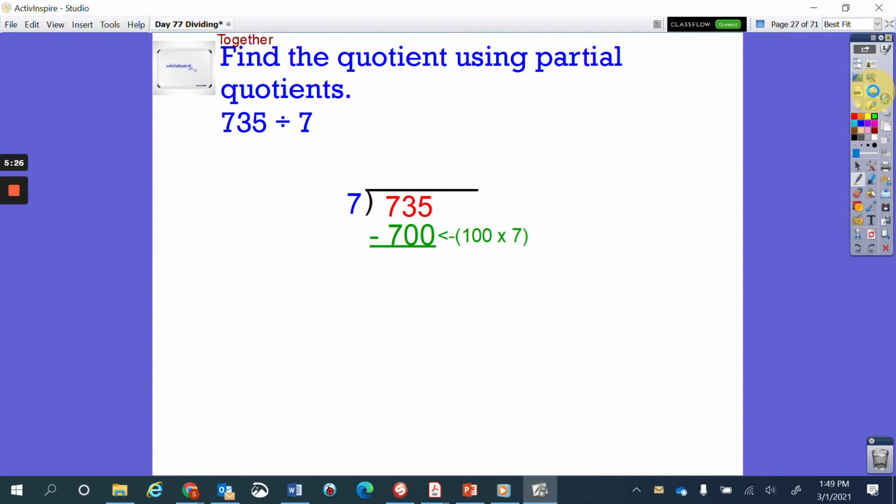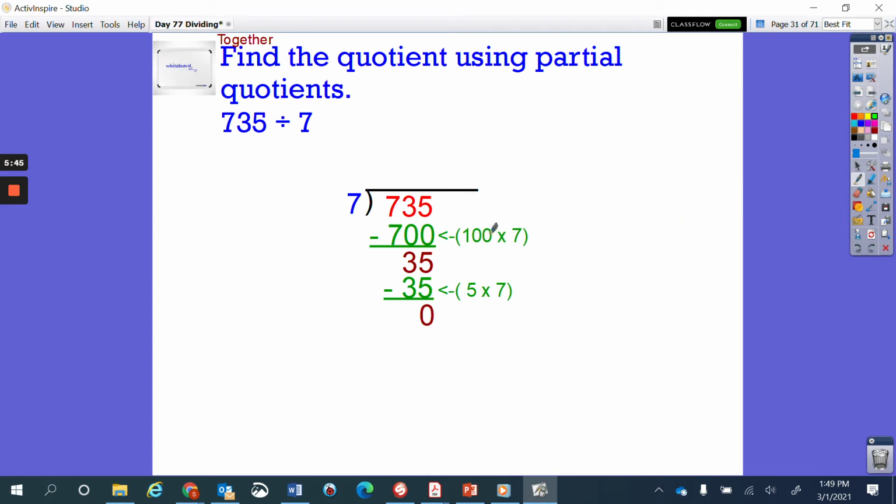Okay, so then I subtract and I get 35. How many groups of 7 can I make from 35? Well, I happen to know 7 times 5 is 35, so 5 groups would be a great thing for me to pull out. Pull out 5 groups, I get 35, and I'm left with nothing at the end.